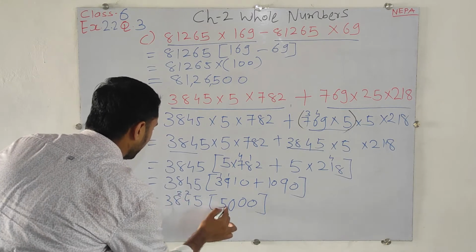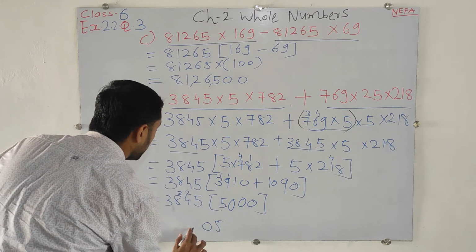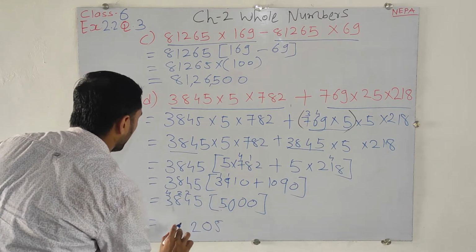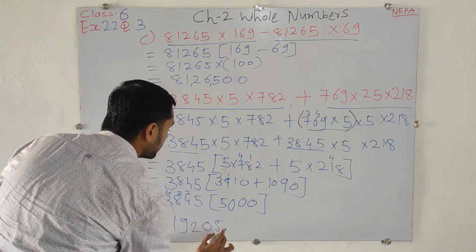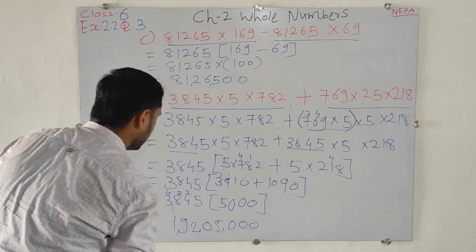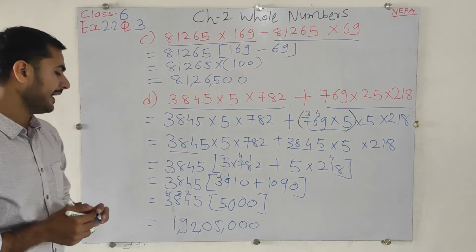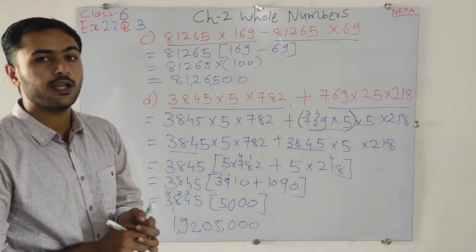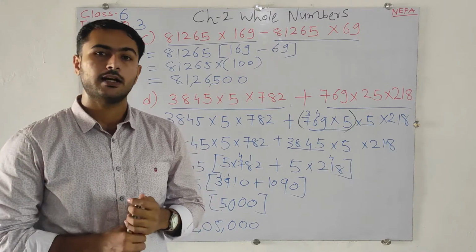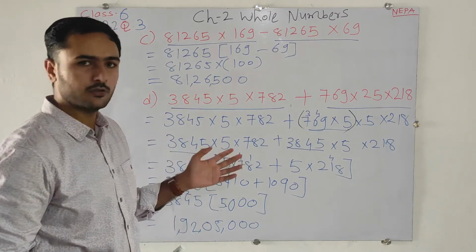5 8s are 40, 40 and 2, 42. So 2 here and 4 here. 5 3s are 15, 15 and 4, that is 19. And how many zeros are there? 3 zeros are there. Put the 3 zeros. So the answer is 1 crore 92 lakh and 5000. Okay. So here we completed question number 3. Again, pause the video and note it down.